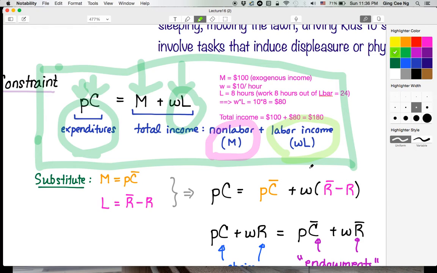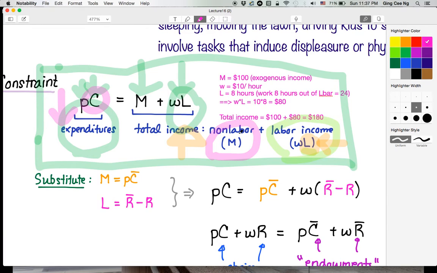Now, why are we distinguishing between non-labor and labor income? Your labor income includes this L, which is an endogenous variable. It's one of your choice variables. So you have a choice over your labor income. You don't have a choice over your non-labor income. And so it's going to be this trade-off between working more and getting a higher L on the right-hand side to increase your income, and consuming less C to reduce your expenditures.